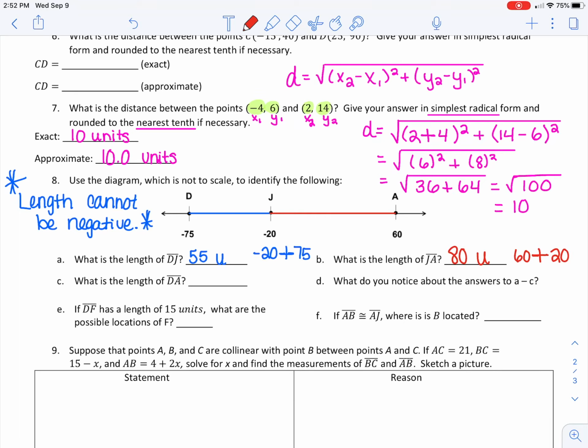Okay, then it's asking for DA. DA is that green distance, all the way across. Well, we've already found DJ, which was 55, and we already found JA, which was 80. So if we want to find that entire distance, we can just add those together, and that gives us 135 units.